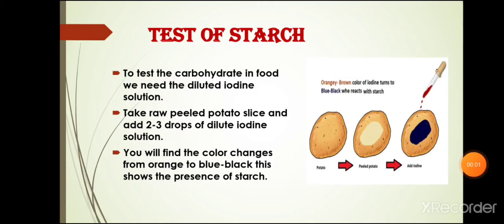What we have to do in this activity, we have to take a small piece of peeled potato slice and iodine solution. Then what is the next step? We have to add 2 to 3 drops of iodine solution over the peeled potato slice. Then students, what do you observe? You will observe the color of the potato change from orange to blue black. So this activity shows the presence of starch. Students, you can do this activity with chapati or a slice of bread also.